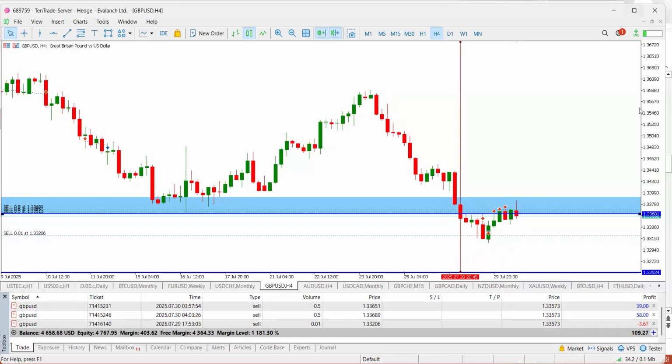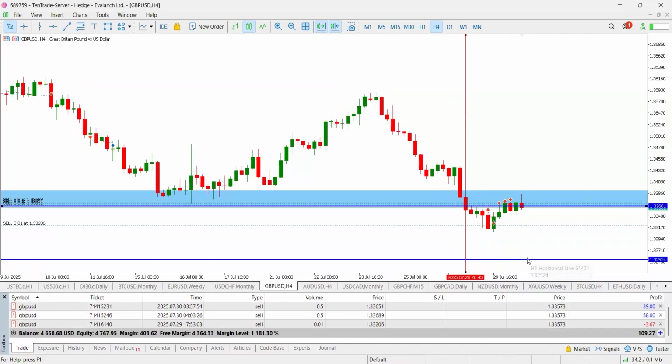This is the take profit area here, somewhere. This is where I'm looking at as my take profit, right? This is the stop loss somewhere around here. This is my stop loss. This is my take profit.